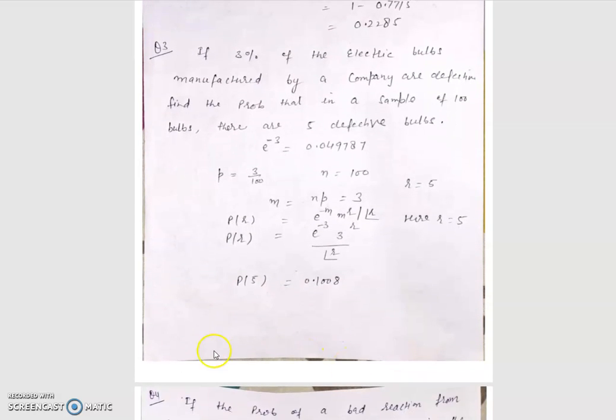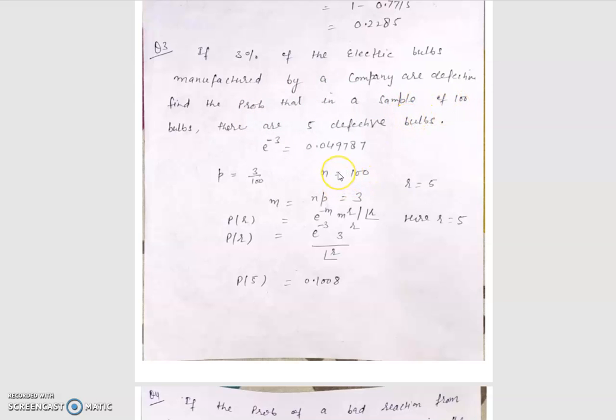The next example is: if 3% of electric bulbs manufactured by a company are defective, find the probability that in a sample of 100 bulbs there are 5 defective bulbs. What is given? 3% of electric bulbs are defective, so the probability of a defective bulb is p equal to 3 upon 100. And n is 100, since the sample has 100 bulbs.